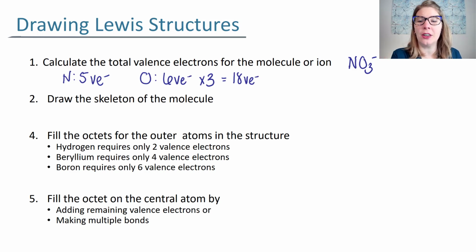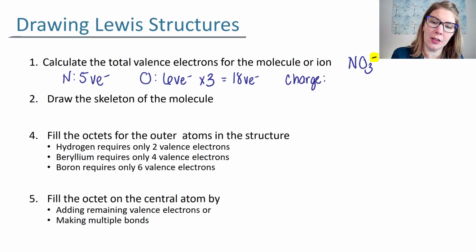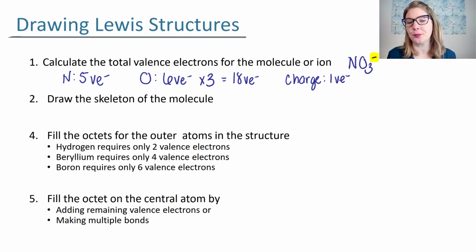So what about that charge? Well, if you have a negative charge, you add that many electrons. If you have a positive charge, you get rid of that many electrons. If there's no charge, you don't do anything. So we have 1 additional electron from the charge. We put all of this together and we end up with 24 total valence electrons.